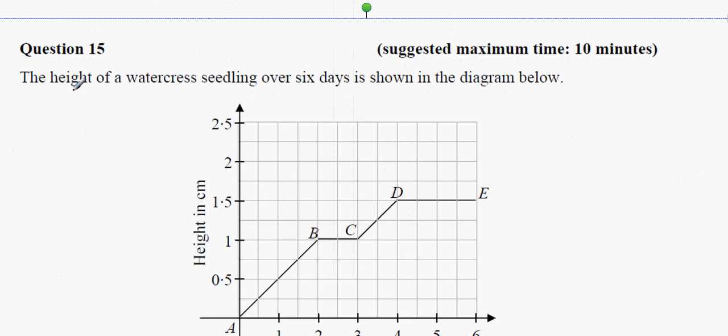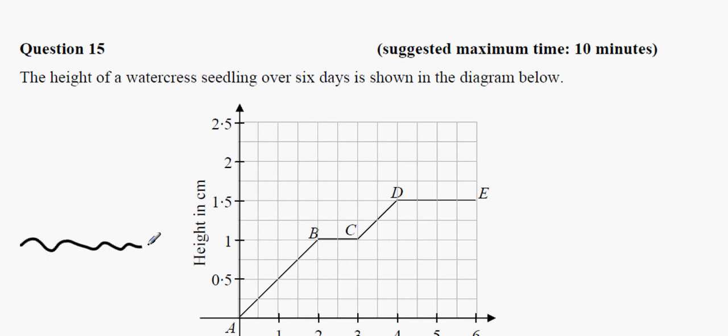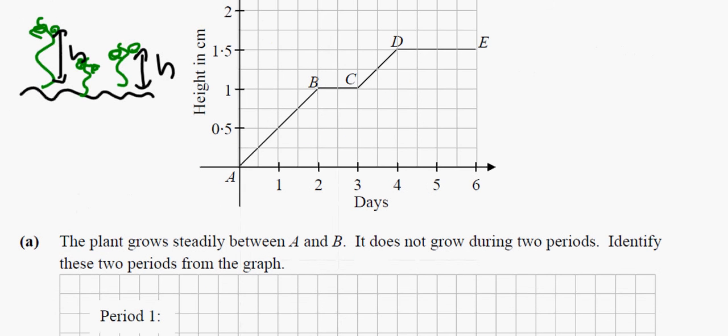Okay, next question. The height of a watercress seedling over 6 days is shown on the diagram above. So what you imagine is you have a piece of dirt here, and you have the seed growing up, growing out, day after day after day. And what's happening is it's getting bigger and bigger, and we're measuring the height of it above the ground.